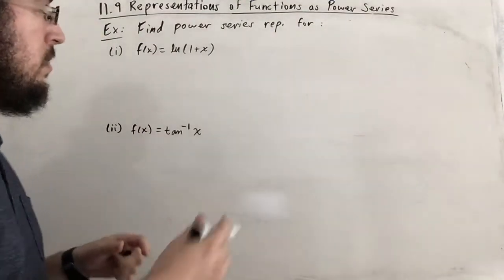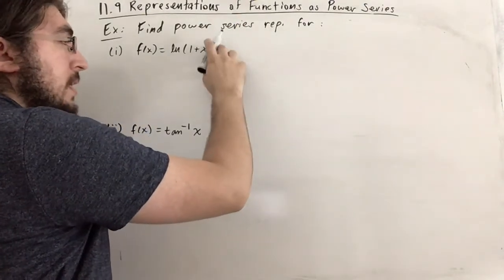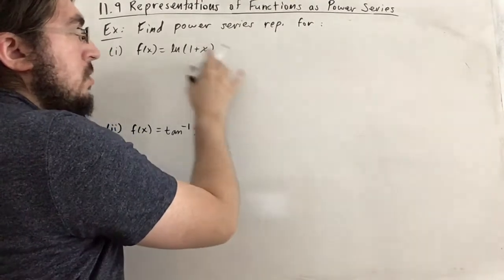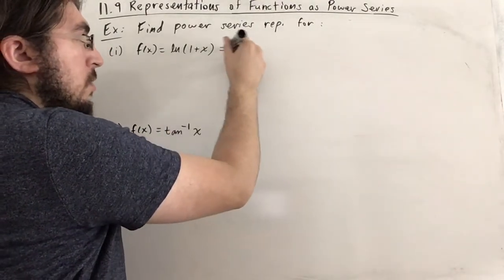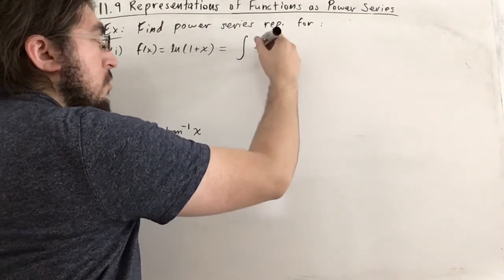So the first thing I'm going to notice for the first part here is that I'm going to take its derivative. When I take its derivative, how do you undo the derivative to get back to this? Well, notice this is equal to, basically, the integral of the derivative.